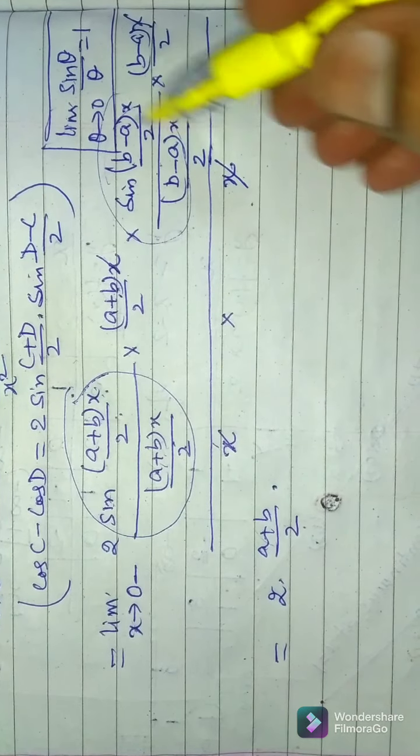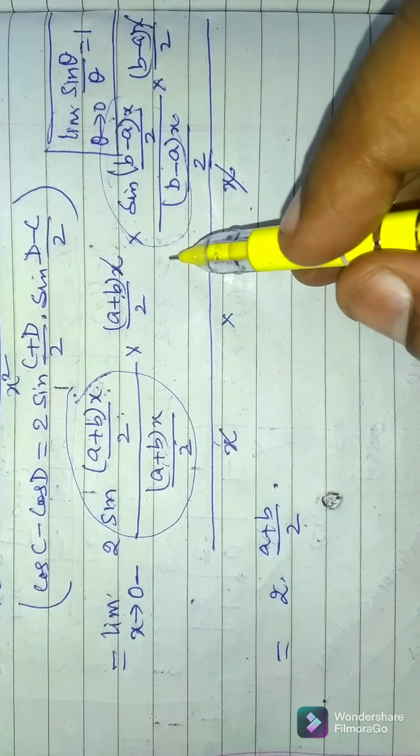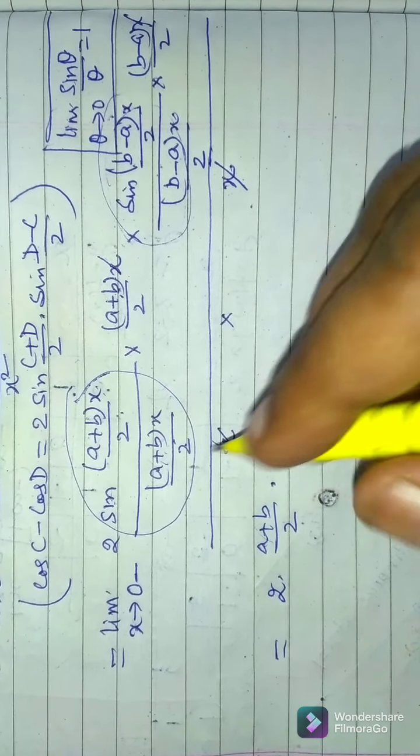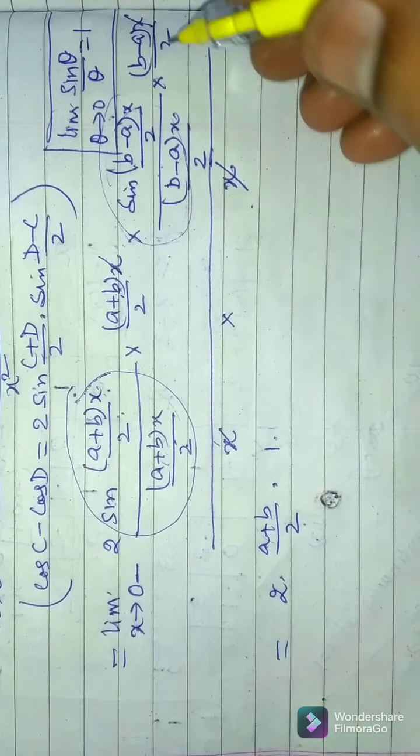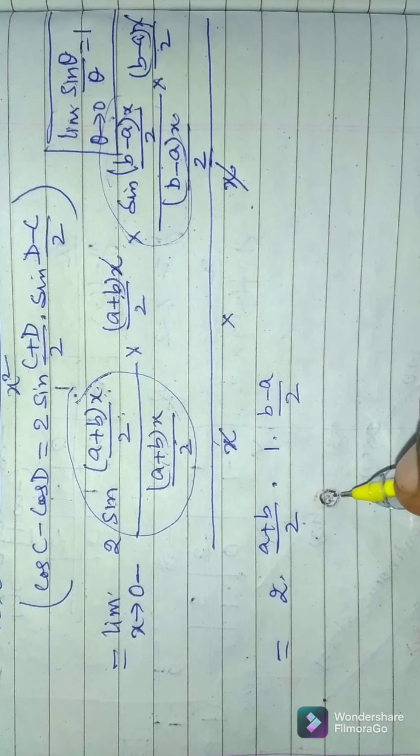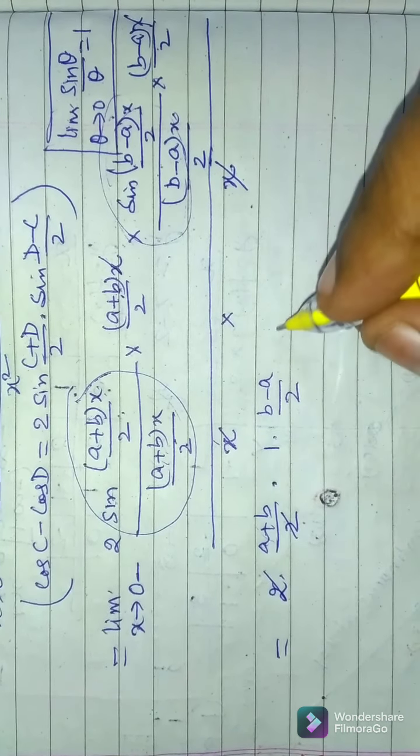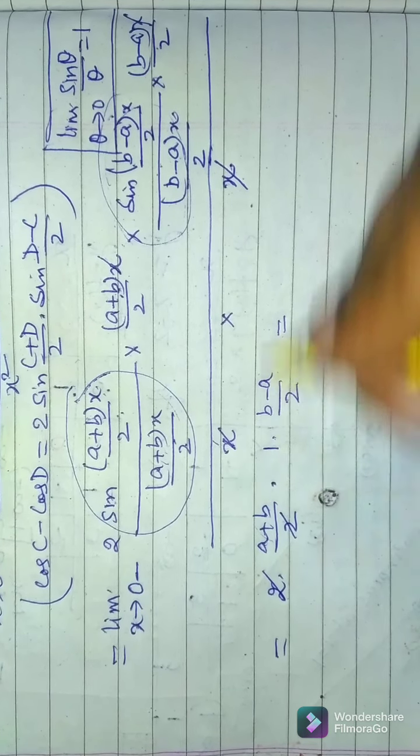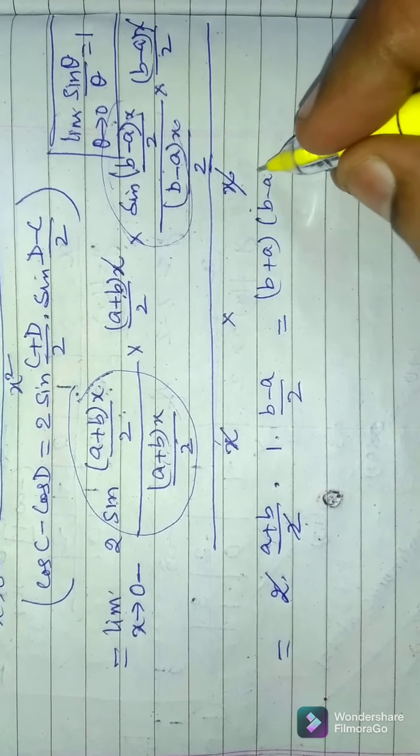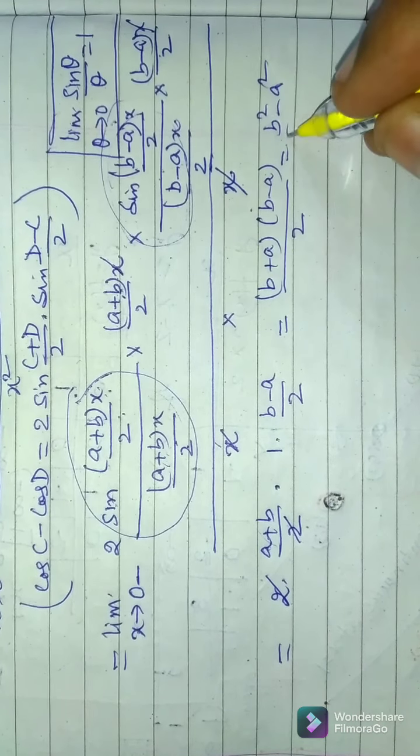Here we can take the limit x tends to 0 of sine theta by theta form. So it is 1, and this is also 1. And here what is left is (b minus a) upon 2, and that's all. So this 2 will cancel, and (a plus b) is here. So this can be written as (b plus a) into (b minus a) upon 2, which is equal to (b square minus a square) upon 2.